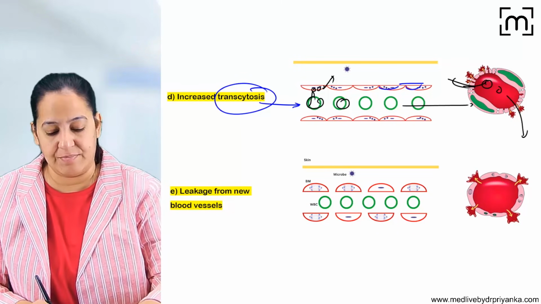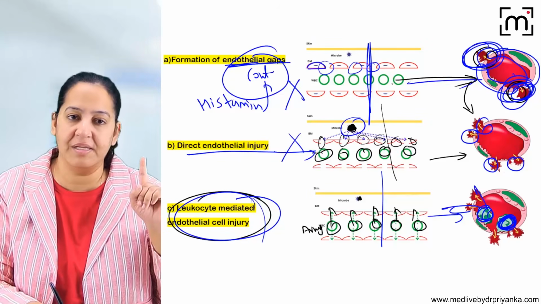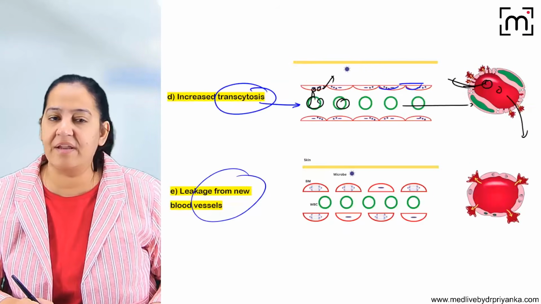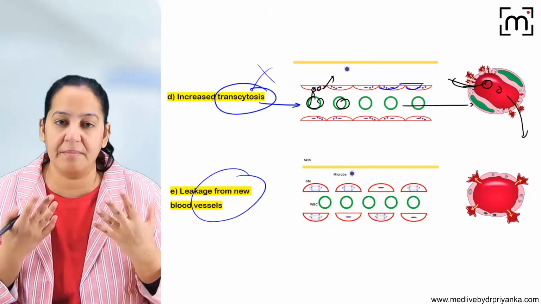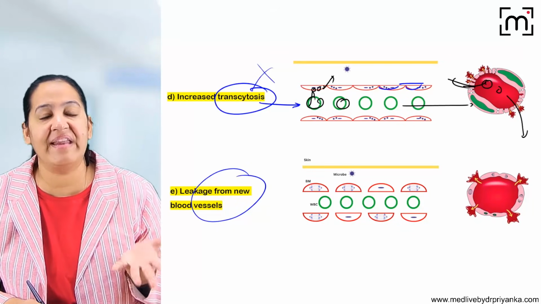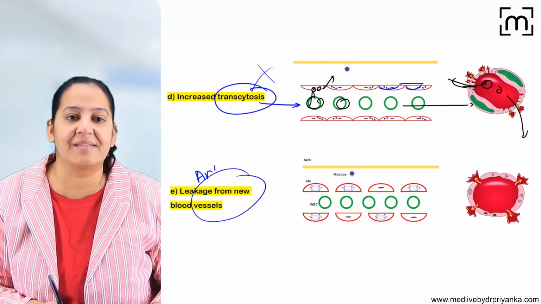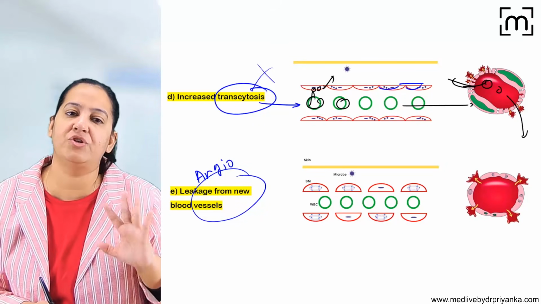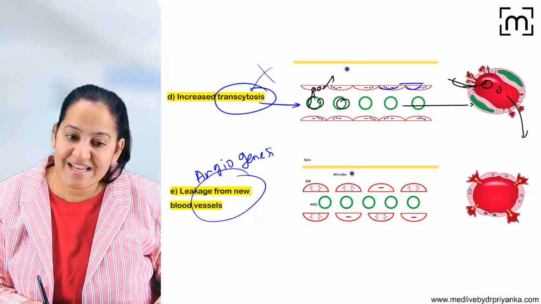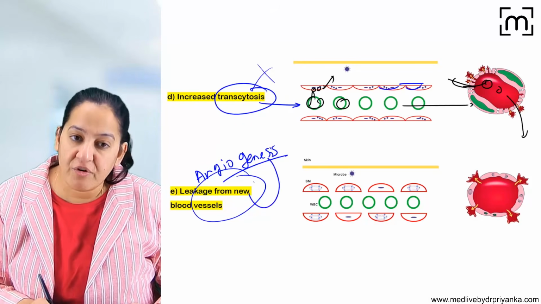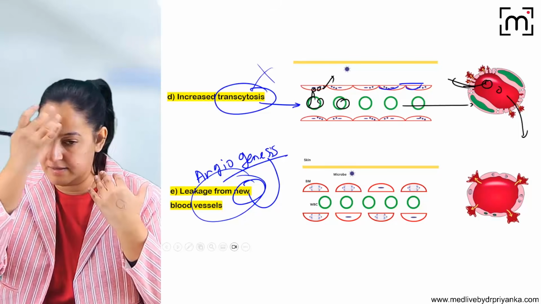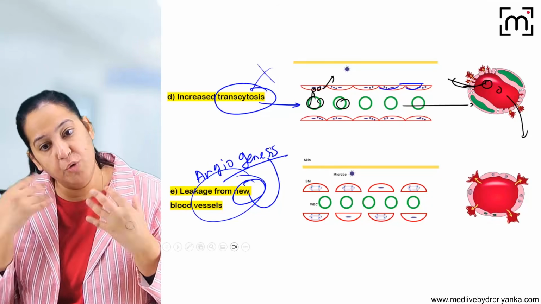Coming to the fifth and the last mechanism, nothing will happen. Neither is the endothelial cell contracting, nor is the terrorist creating the gap, nor is the army creating the gap, and no transcytosis. So basically, whenever inflammation takes place, angiogenesis takes place. It's a feature of inflammation. You say, ma'am, what is angiogenesis? Angiogenesis is formation of new blood vessels at that site. So just suppose I'm having inflammation here, anywhere. At that portion, new blood vessels are formed.